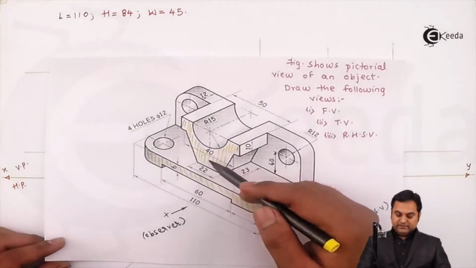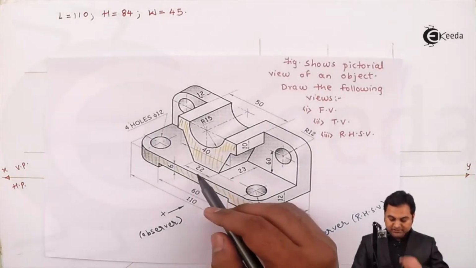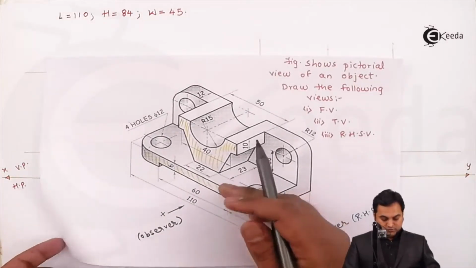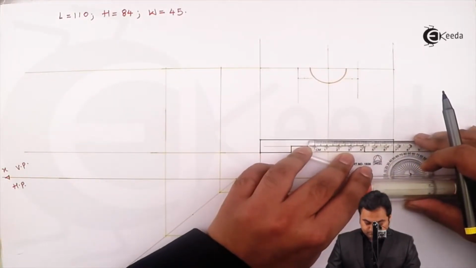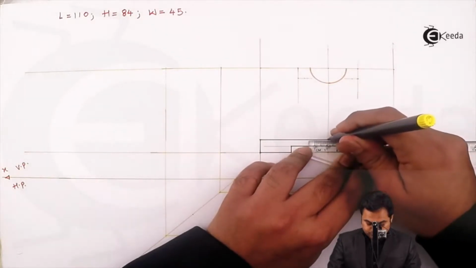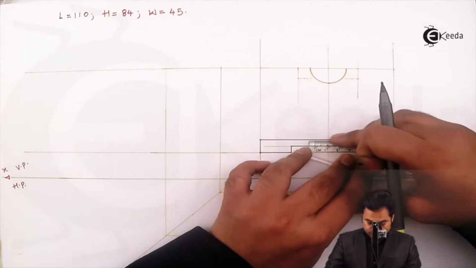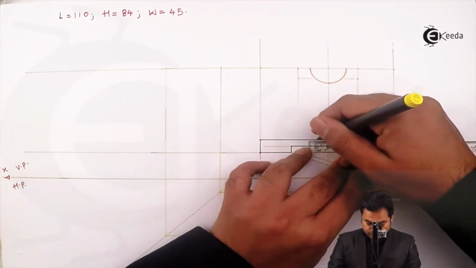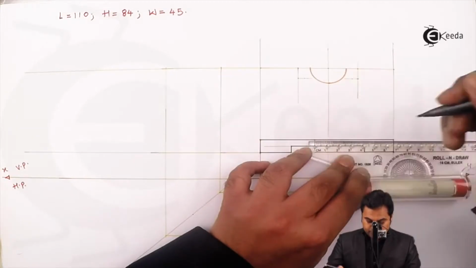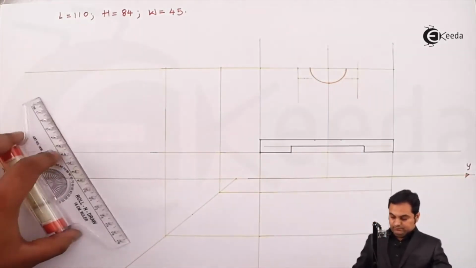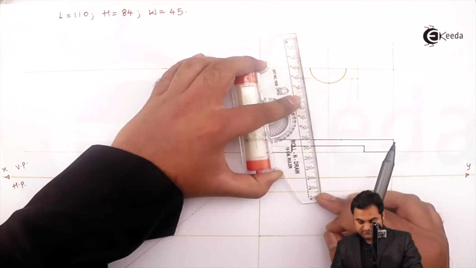Next, this plate is inclined, it is tapered. So at the bottom the length is 22 mm. So here I'm taking 11 mm on one side, 11 mm on the other side, joining it light.